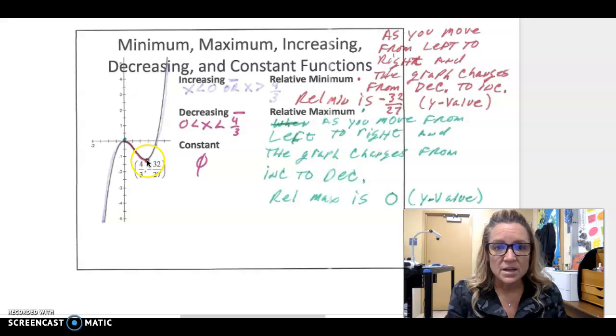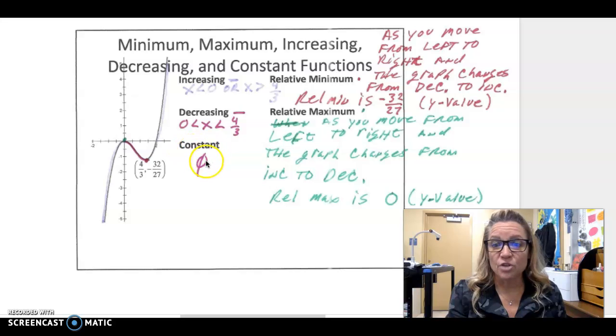And from this part right here, which is 4/3, so when x is greater than 4/3. Okay. Where is it decreasing? It's decreasing at all the points between these two. So when x is between 0 and 4/3.